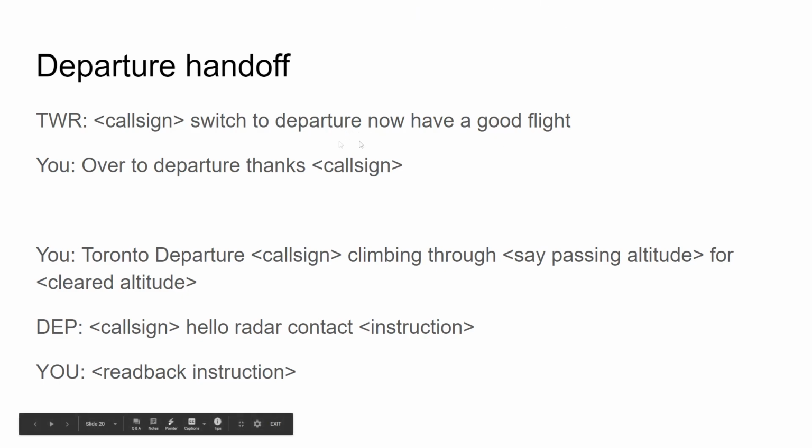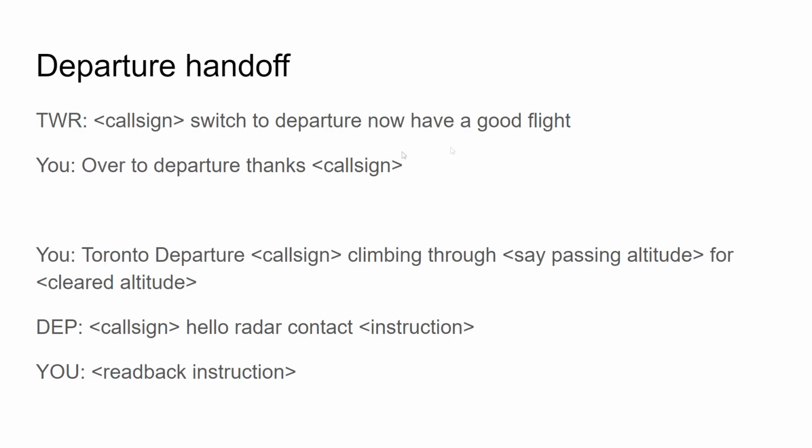Another thing to note is usually when you get handed off to another controller, they will give you the frequency. For some reason, I don't know exactly why, but if they give you the departure frequency in the ATIS or in your clearance, then it's expected that you wrote it down and you know what the frequency is. So they'll just say, switch to departure now, have a good flight. And if they have done that and you say, could I have the frequency for departure? They're still going to give it to you, but it looks bad. So it's important to note that down if they give it to you.